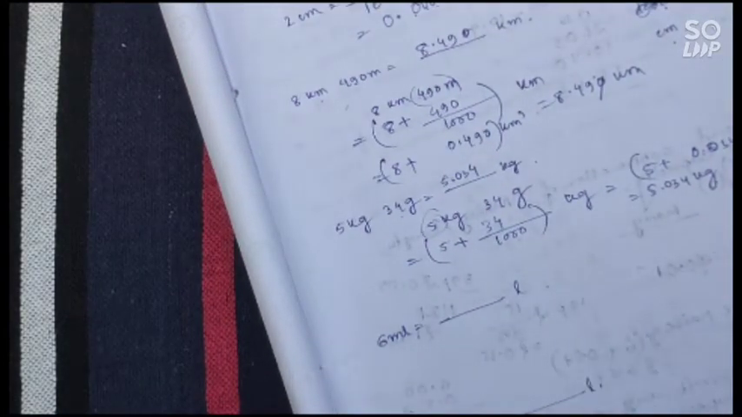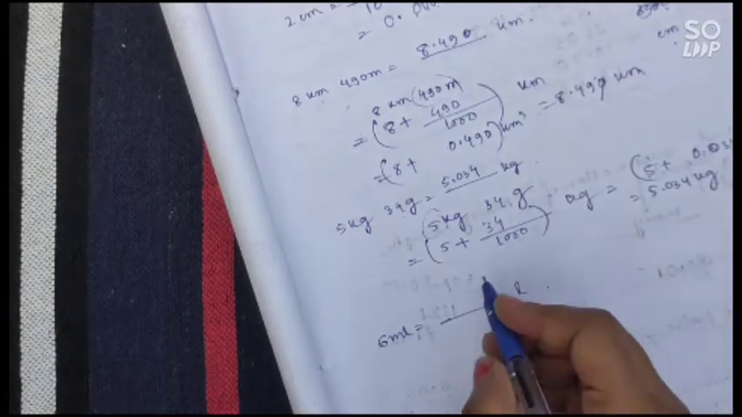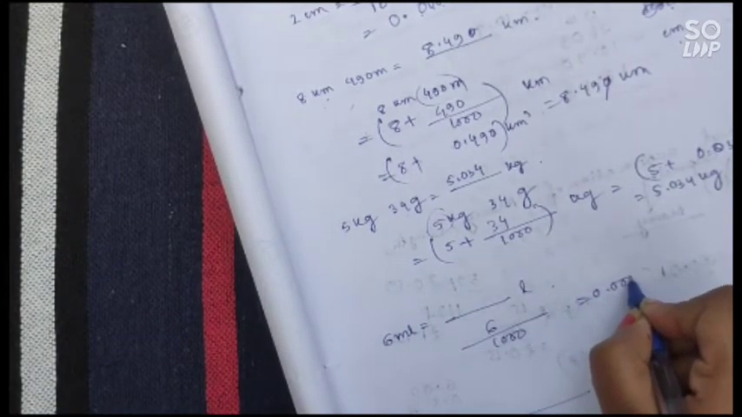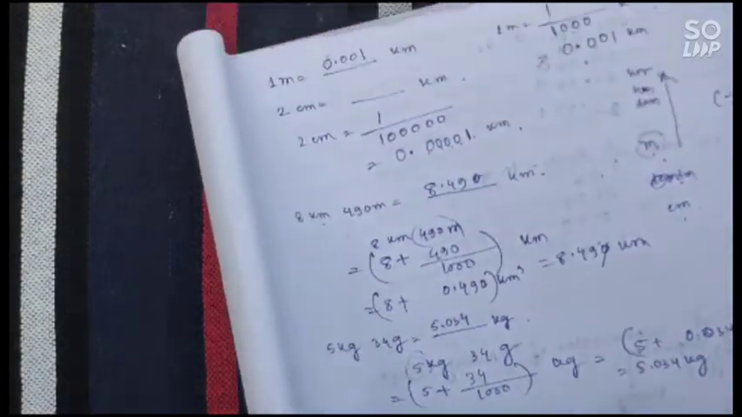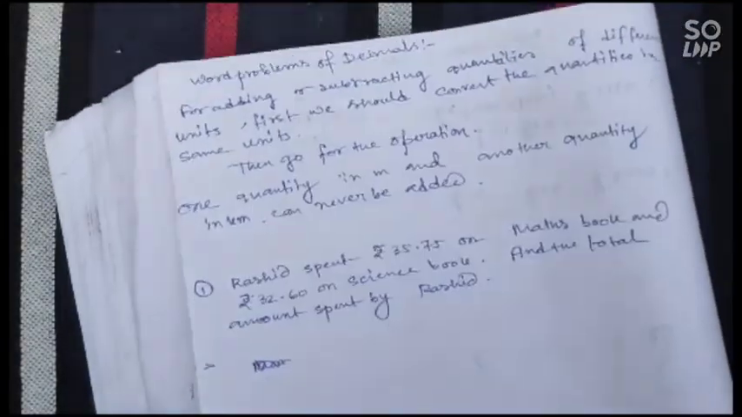Next one, 6 ml equal to how much liter? Milliliter to liter, that means you have to go upstairs. That means you have to divide by how much? Liter, after liter which come? Deciliter, centiliter, milliliter. So you have to divide this by 1000. So this will be 0.006 liter. Okay, so I hope all of you can understand how you can convert any metric units.